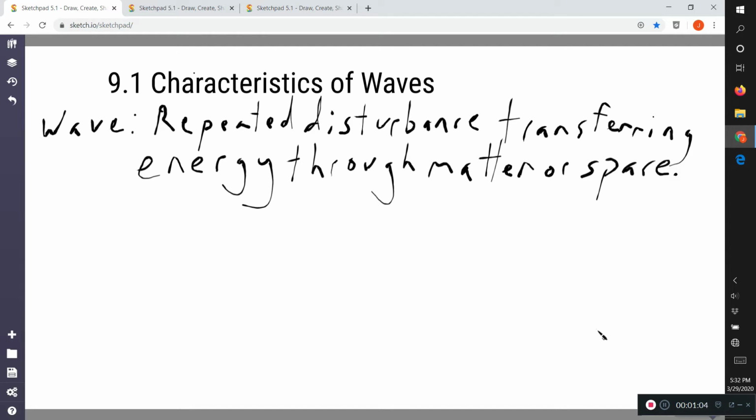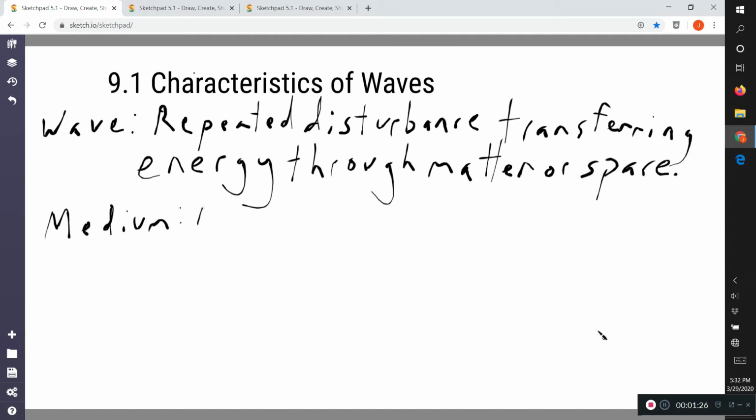A lot of different things we know are waves. We think of waves in the ocean, we think of sound waves. Light is also a wave. Some waves require matter to transfer through, and some don't. The ones that don't, we say transfer through space. If they do require matter, we say that they have a medium.